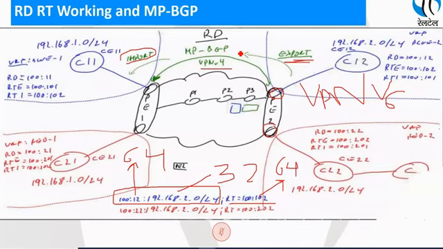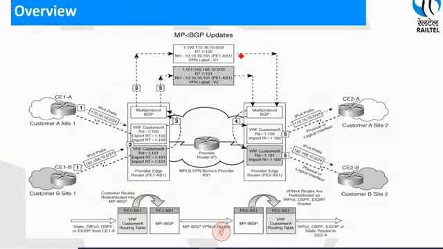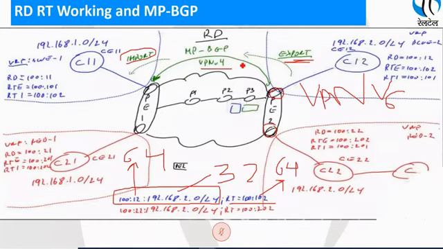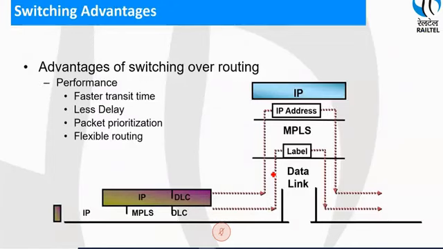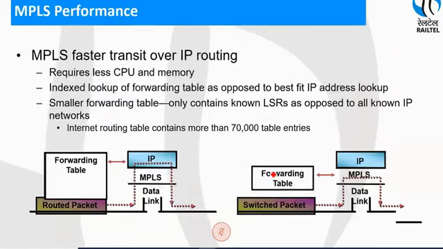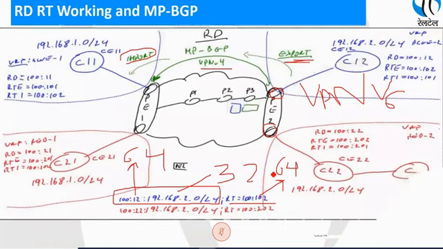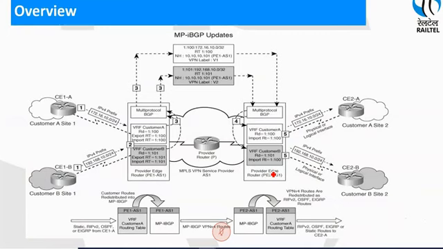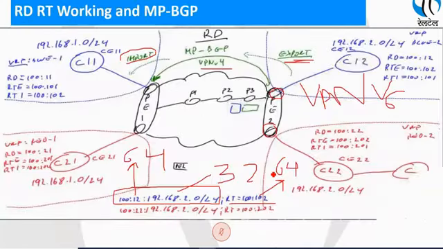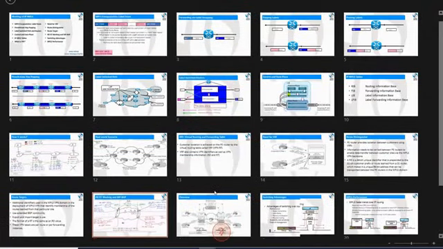Maybe after the break, we will go through this overview and then we will talk about the switching advantages and the MPLS performance. We will again try to cover and visualize this RD-RT working and MP-BGP through this real-world implementation. But still, if you have any doubts, we can further discuss them, or any doubts on the previous slides also. Let us try to consolidate our learning so far.